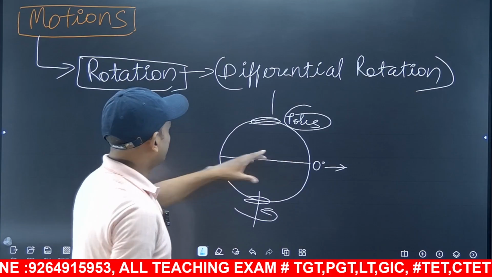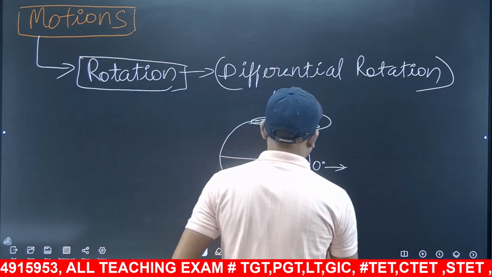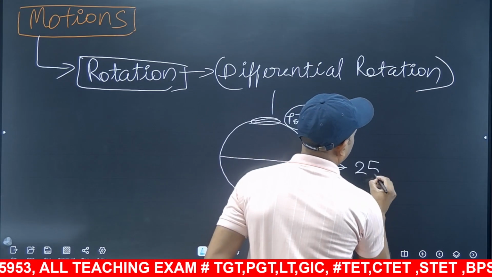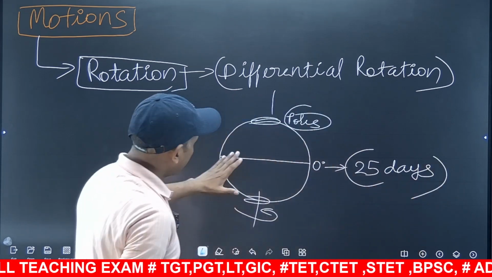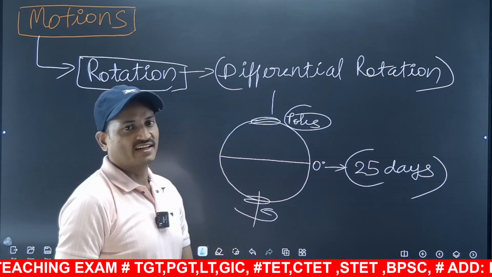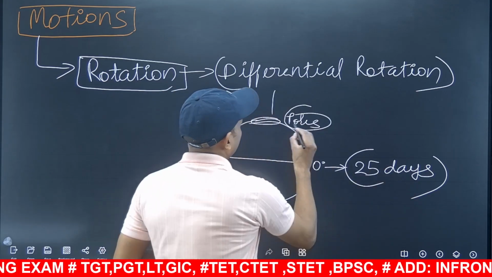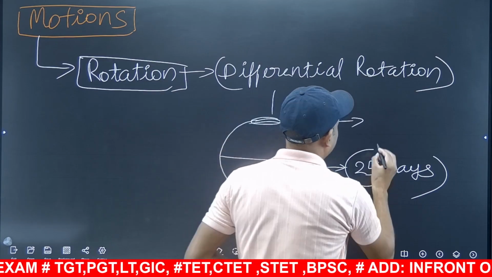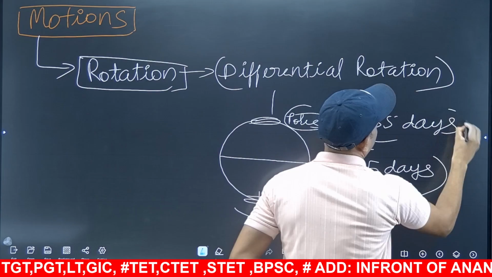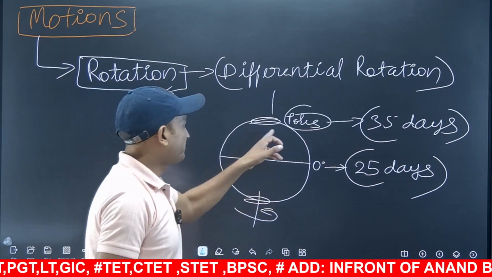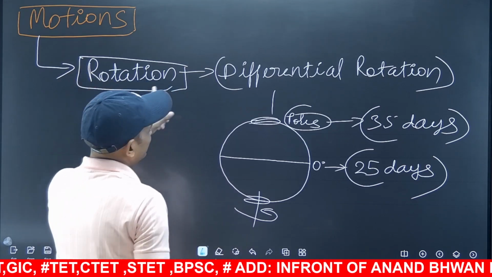this region of the sun, the equatorial region, completes its rotation in around 25 earth days, then the poles take around 35 earth days to complete one rotation. So that's why we say that the sun exhibits differential rotation.